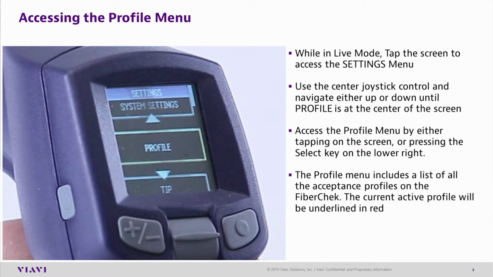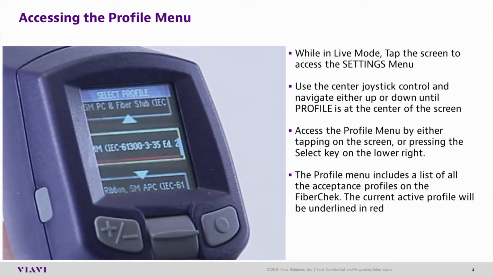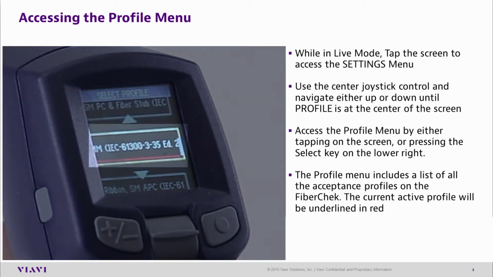The Profile menu indicates a list of all acceptance profiles on the FiberChek Pro. The current active profile will be underlined in red.